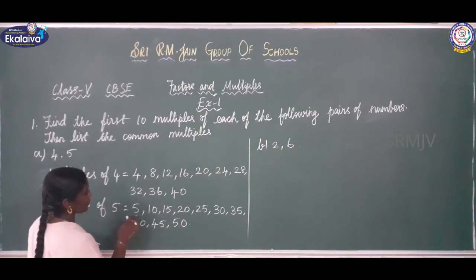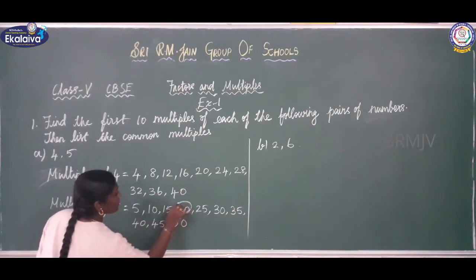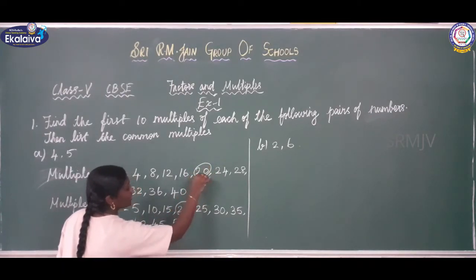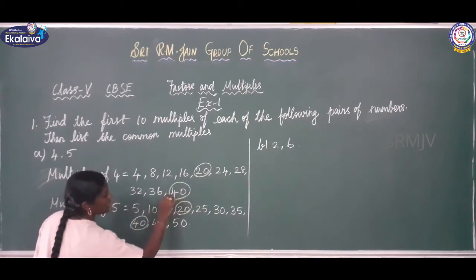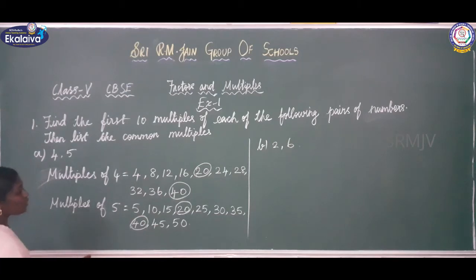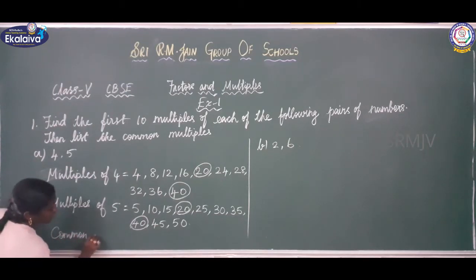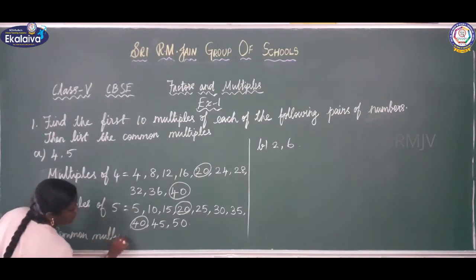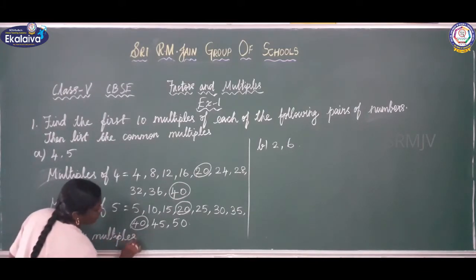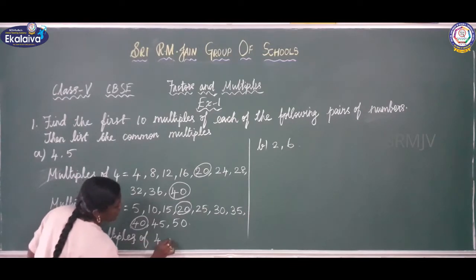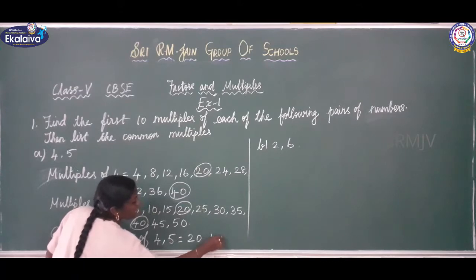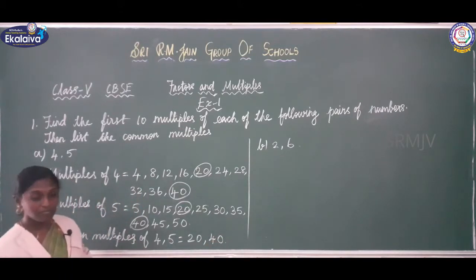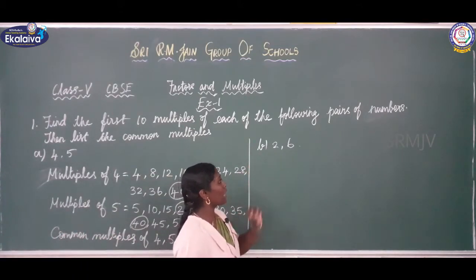Okay, which are common? 20 is common. After that, 40. No other common multiples. So common multiples of 4 and 5 are 20 and 40. Was it clear? The next one, 2 and 6.